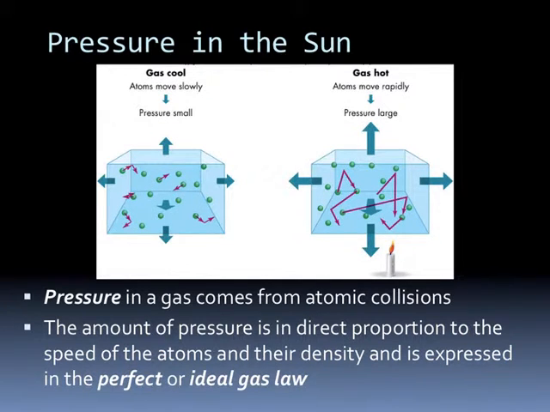So pressure in a gas comes from atomic collisions. The amount of pressure is in direct proportion to the speed of the atoms and their density, and is expressed in something called the ideal gas law.